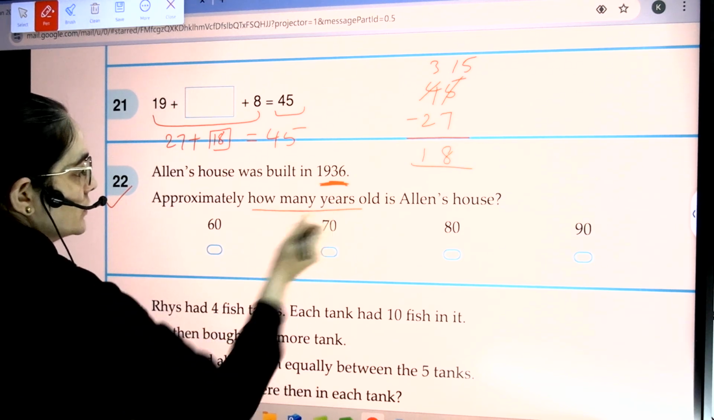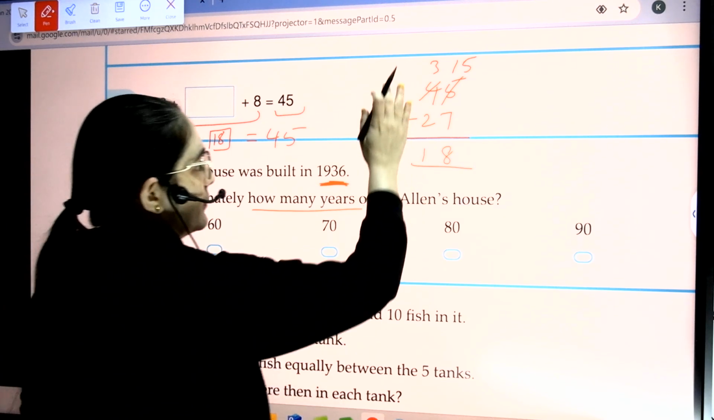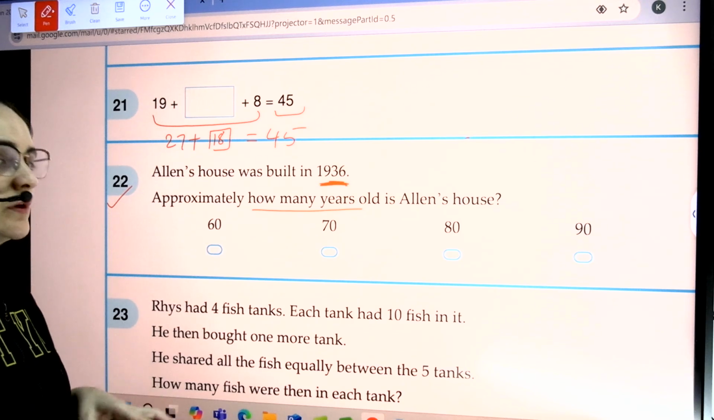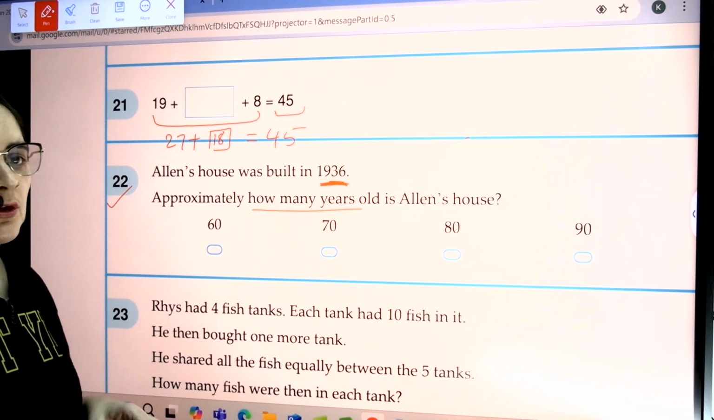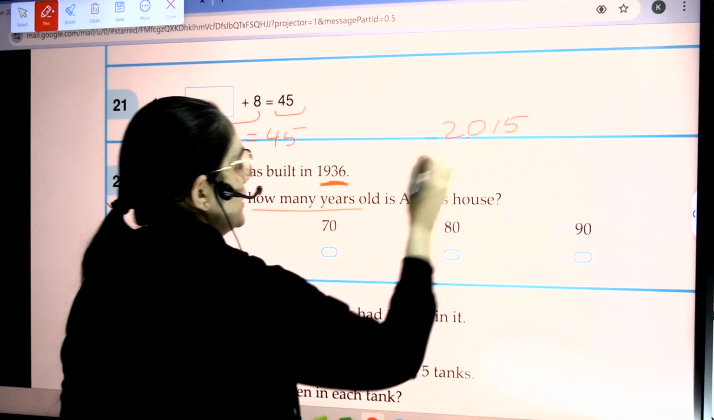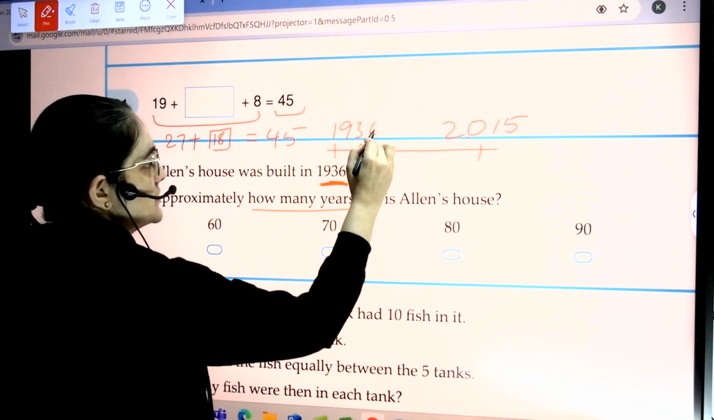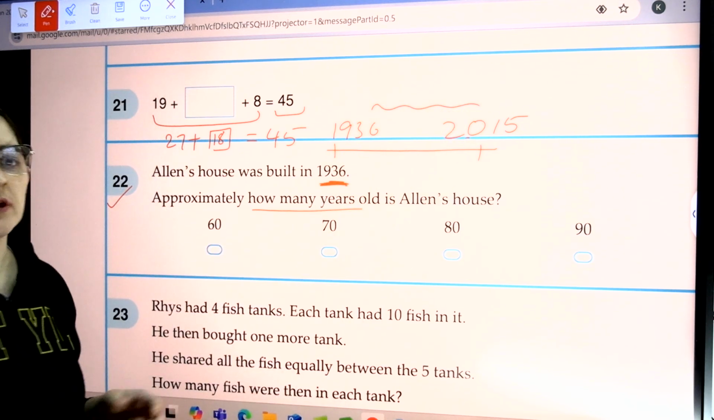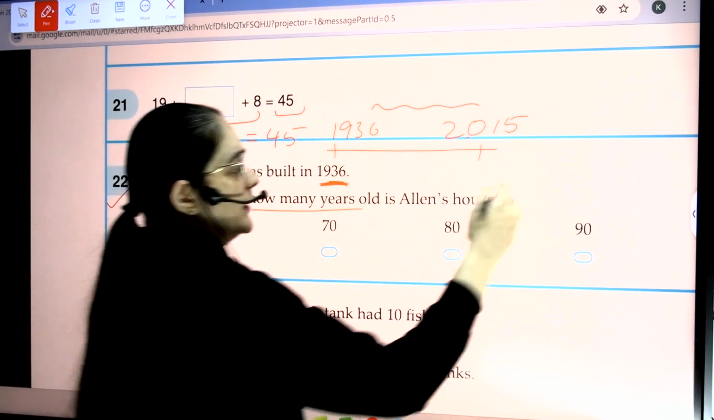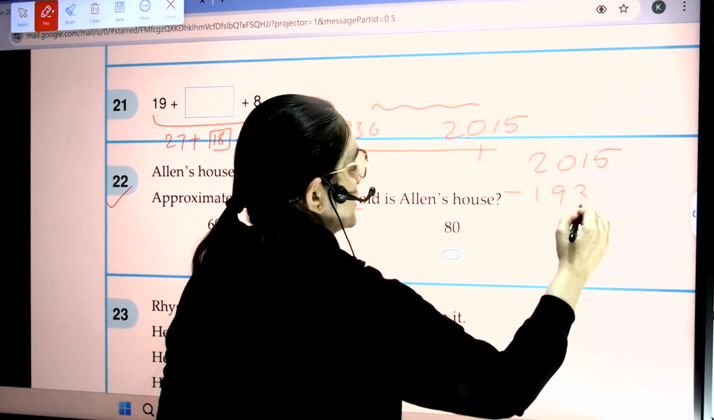How many years old? This paper is from 2015. So they're asking, in 2015, when this paper was published, and the house was built in 1936, what is the time gap? So that much old. How do you do 1936 to 2015 quickly? By subtraction using the column method.